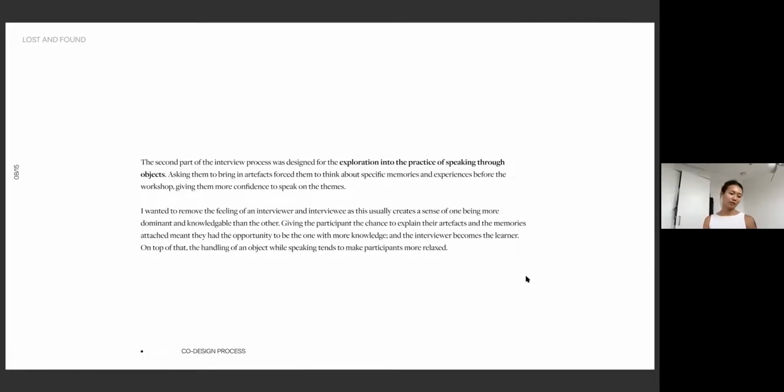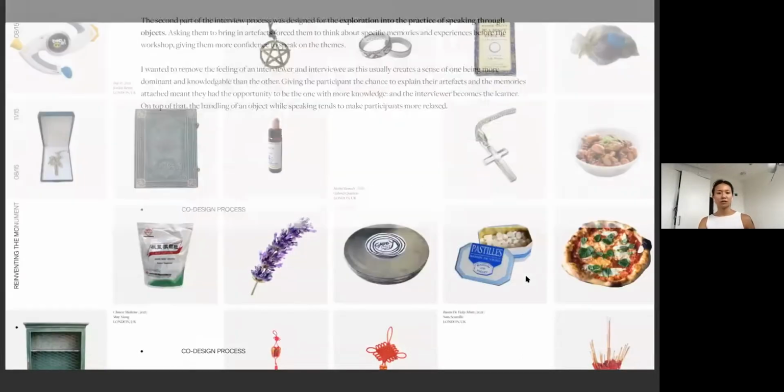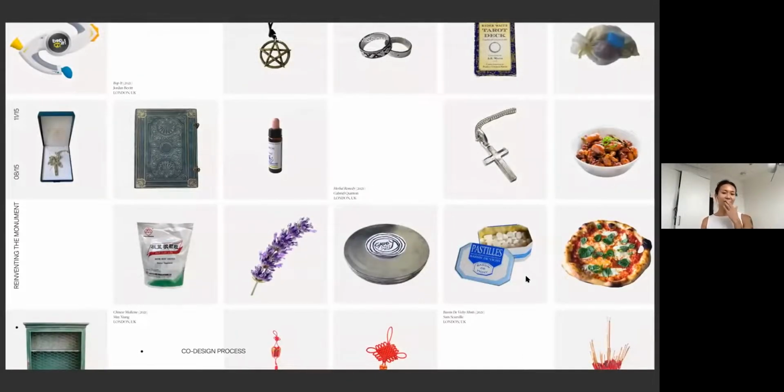And it also allowed, I think, the user to feel more comfortable in an interview process. When you're recalling memories, it doesn't work so well when you're thinking on the spot, but when you have had the moment to collect these artifacts and present them, there's less friction in that train of thought. So that was another way of making the interview process and this co-design process as comfortable for the participant as possible. And from there, these are some of the artifacts that the participants brought in.